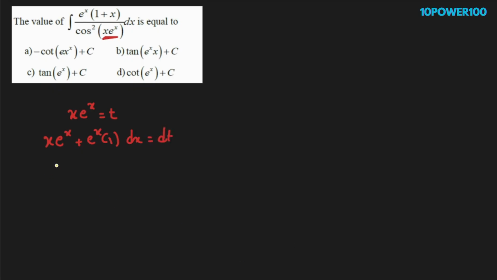So if I take e power x common, we get e power x of x plus 1 dx is equal to dt. Now in the question, the numerator is e power x of x plus 1 dx, which we can replace as dt, and the denominator we can replace as cos square of t. Let's write that first. The numerator is dt divided by cos square of t.